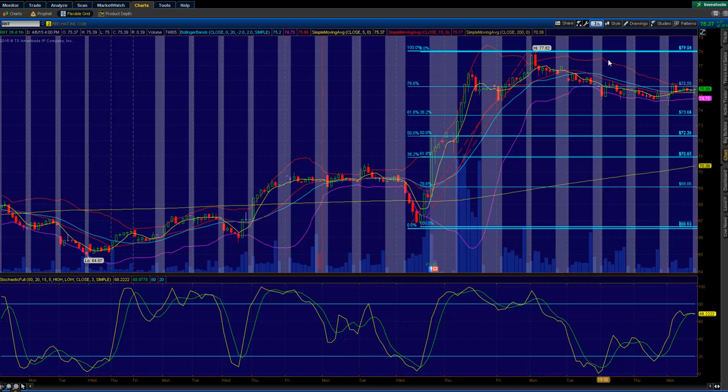Now, you can see that we have some support and resistance right above us, right below us, even above the high of the day, or 52-week high, whatever it may be.